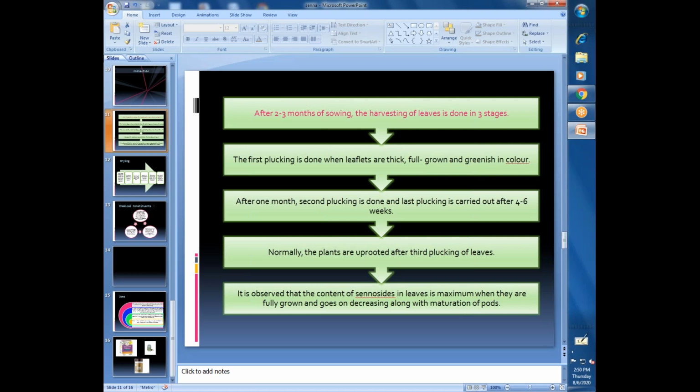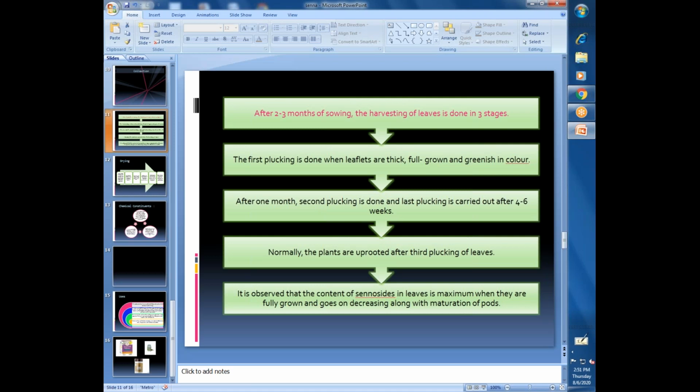So when you are plucking in March, April, May, and June, they will uproot the plants. Then it is over. The plant cannot be grown again, or you will not get the leaves later. After 3 pluckings the leaves will get over, or the amount of anthracene glycosides will start decreasing.